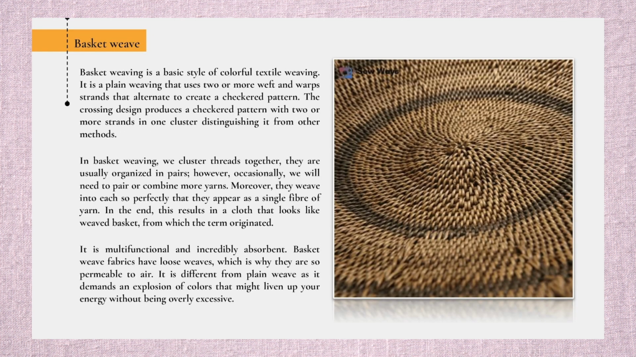Basket weave. Basket weaving is a basic style of colorful textile weaving. It is plain weaving that uses 2 or more weft or warp strands that alternate to create a checkered pattern. The crossing design produces a checkered pattern with 2 or more strands in one cluster, distinguishing it from other methods. In basket weaving, we cluster threads together. They are usually organized in pairs. However, occasionally we will need to pair or combine more yarns. Moreover, they weave into each other so perfectly that they appear as a single fabric of yarn. In the end, this results in a cloth that looks like a woven basket, from which the term originated.